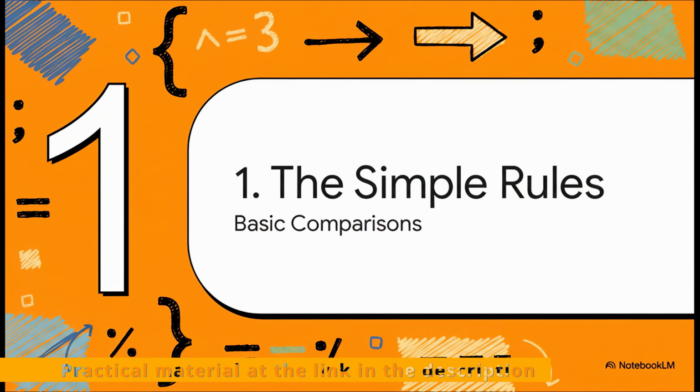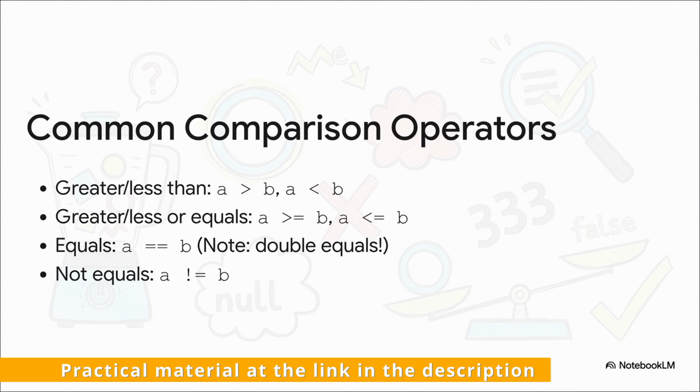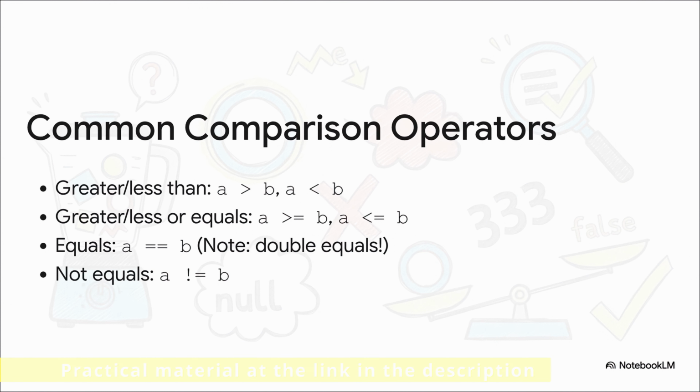Before we jump into the really bizarre stuff, let's get our footing. We'll start with the basics, the simple comparison operators that actually behave the way you'd expect them to from a math class. So first up, you've got your standard crew, greater than, less than, and their buddies, or equals to. Then we have the equality check. And this is super important if you're just starting out. A single equal sign is for assigning a value to a variable. A double equal sign, double equals, that's for checking if two things are equal. And its opposite, of course, is not equals.